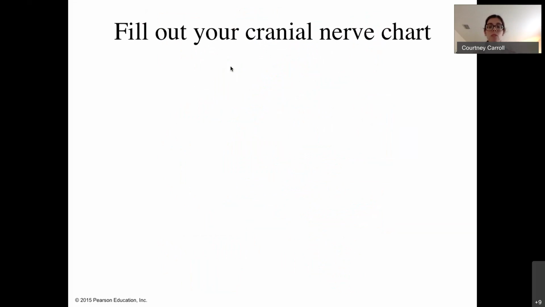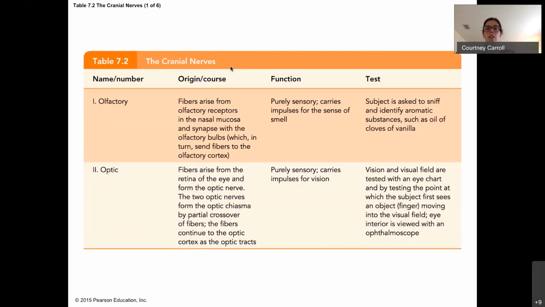Okay. This is where in class you would fill out the cranial nerve chart. That is instead a homework assignment. Okay, so if we go through, this is the chart that you're going to be filling out. The first one is olfactory.